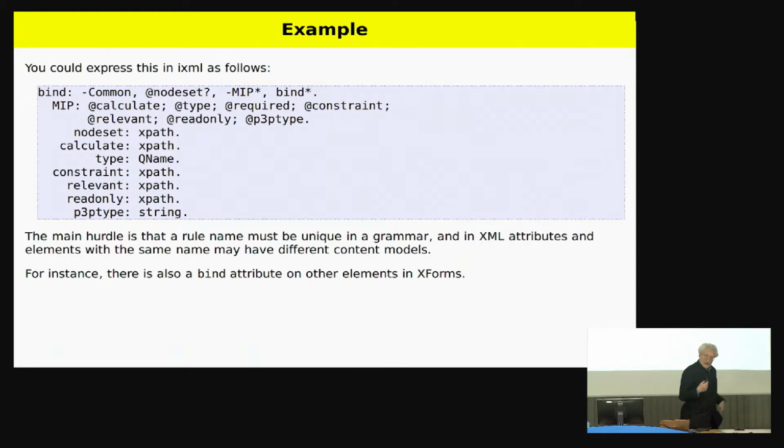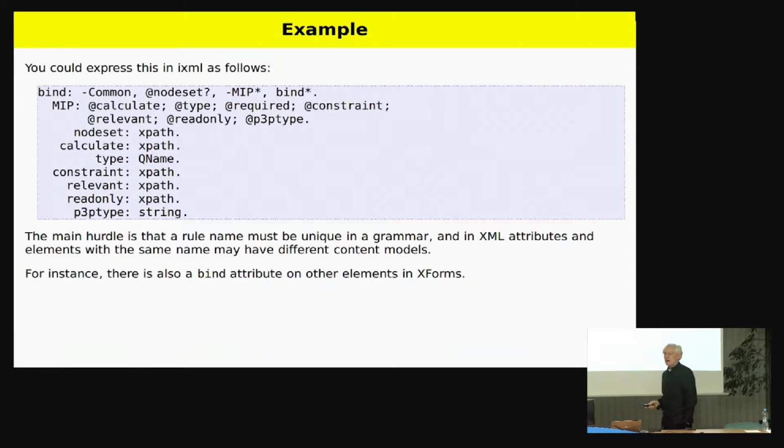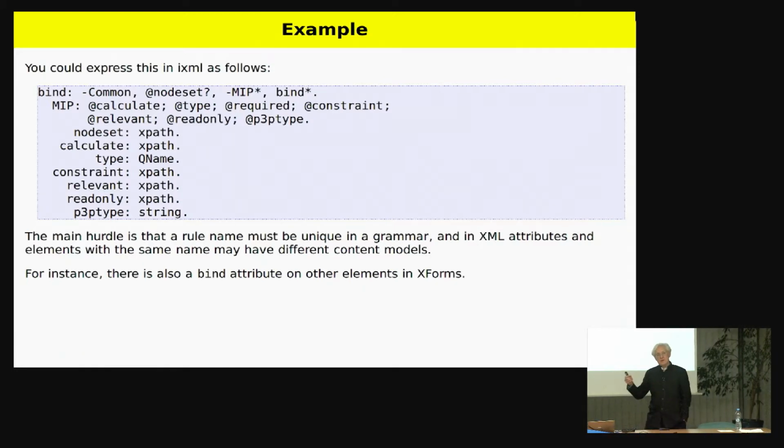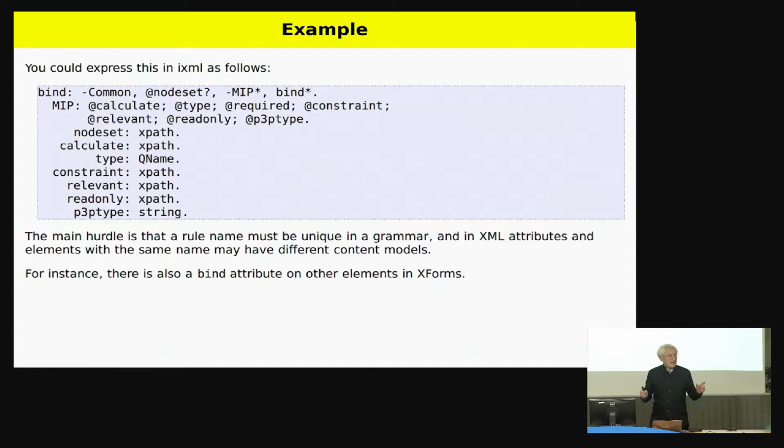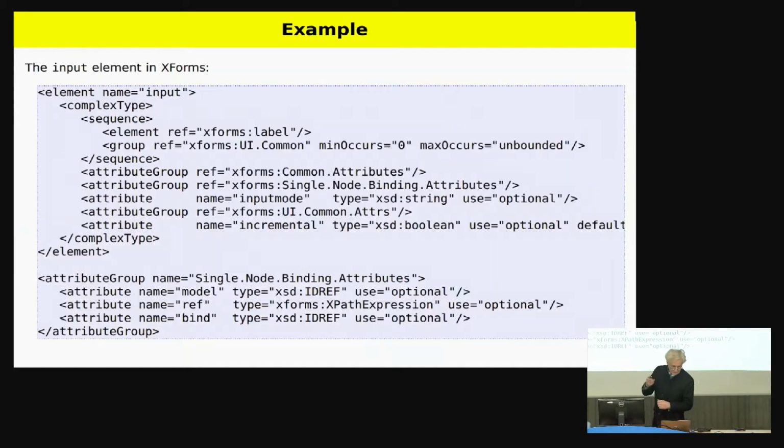So this is the sort of thing I want to look at, but the main hurdle at the moment is that in a grammar, a rule that's got a given name has to always have just one content model, as it were. Whereas in XML, an attribute and a child with the same name can have different content models. So I have to think about the best way of dealing with that.